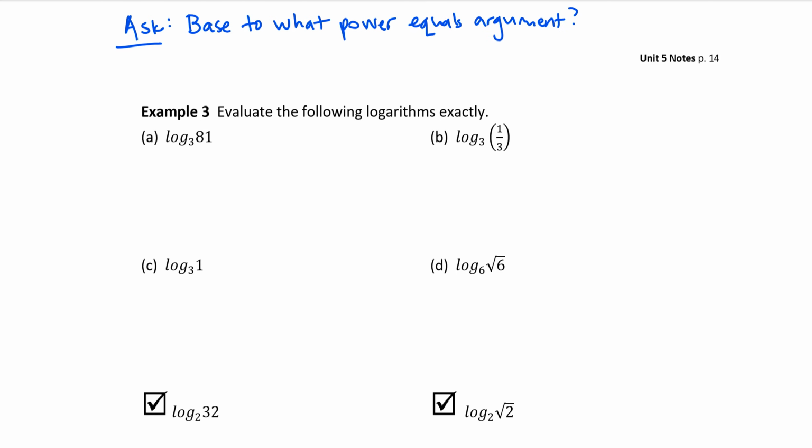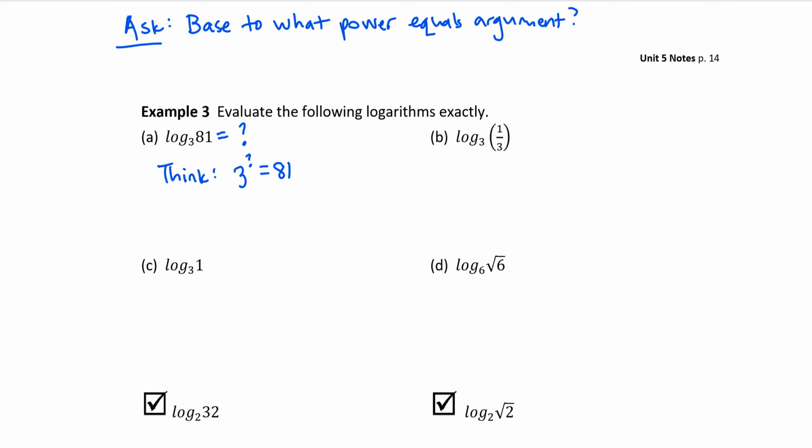Base to what power equals the argument? So on example 3, evaluate the following logarithms exactly. I need to figure out 3 raised to what power is equal to 81. So I'm going to think of this problem when I evaluate the logarithm: 3 to what power equals 81.